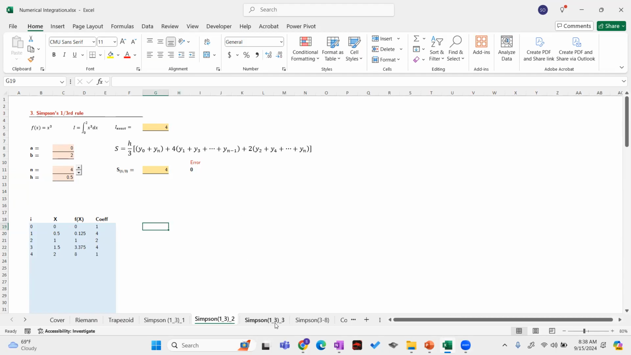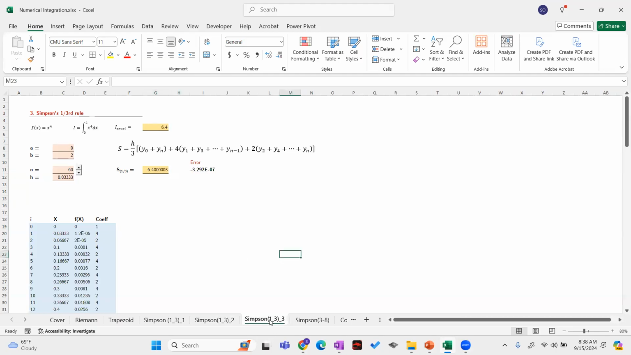And then when it goes to 4th degree, there it will not be exact. So with 60 steps, you get an approximate value, 6.40003. There's some error, right? Beyond cubic.